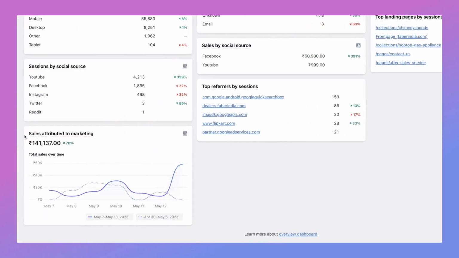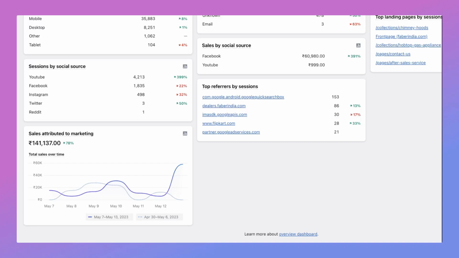Second thing is, you need to see sales attributed to the market. Obviously, you would be running many ads, or you would get backlinks from various pages. So this section gives an idea of how your store is able to utilize the marketing efforts, because each campaign that you're running has a UTM parameter. What this does is it captures the UTM parameter and then attributes the sale to the marketing channel.